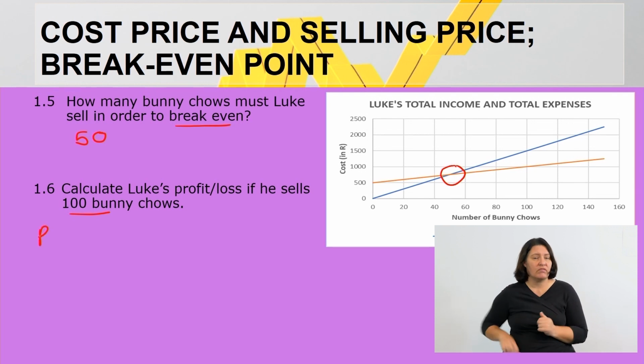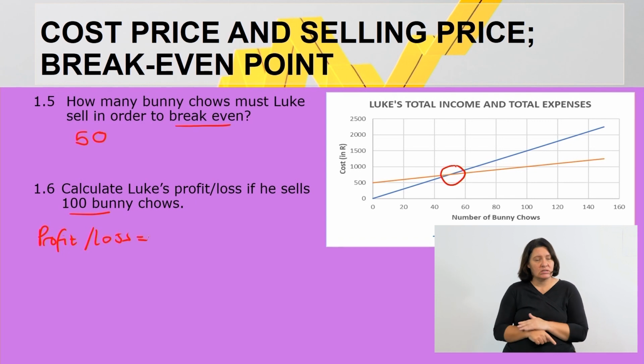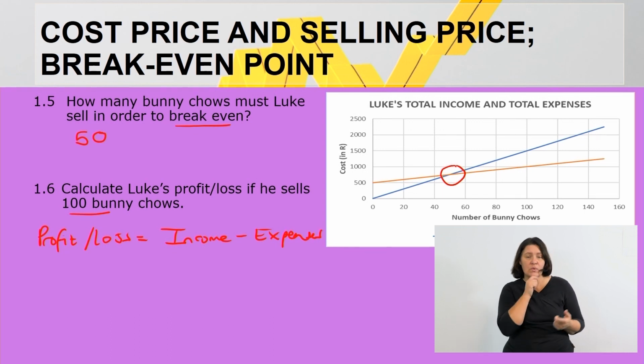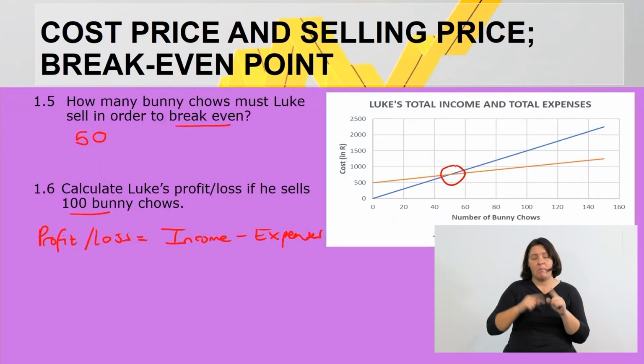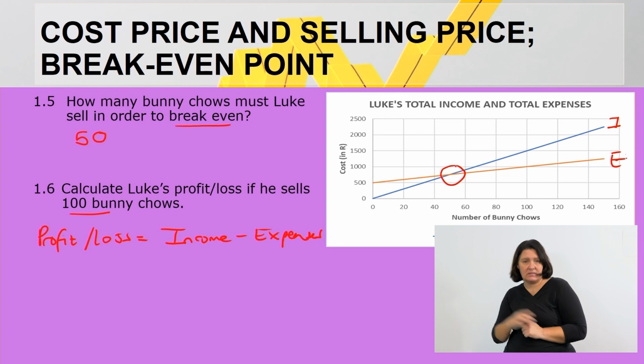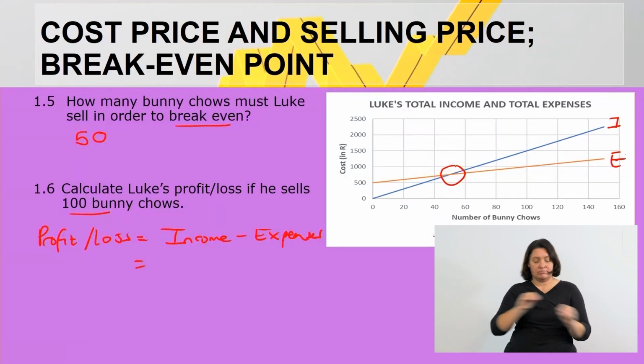How do we calculate profit or loss again? Profit or loss equals income minus expenses, right? So we can either use calculations or we can read from the graph. Remember, this is our income graph, and this is our expenses. So now I'm just going to substitute. We are saying 100 bunny chows is here.